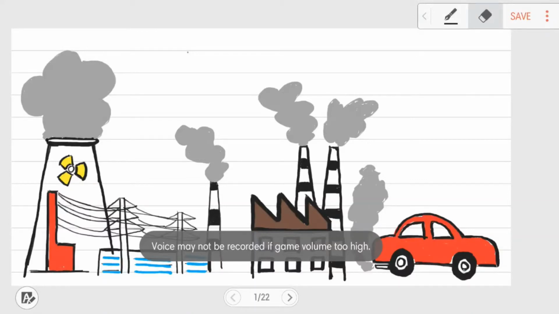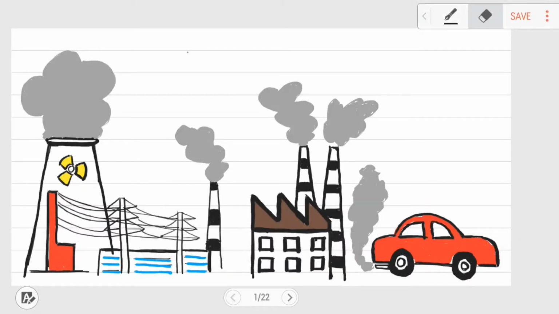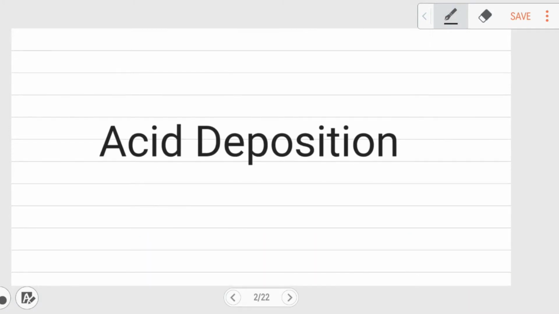One of the outcomes of industrialization is air pollution. Burning of fossil fuels from power plants, factories, automobiles, and other sources releases harmful substances in the atmosphere. Some of these substances cause the phenomenon called acid deposition.